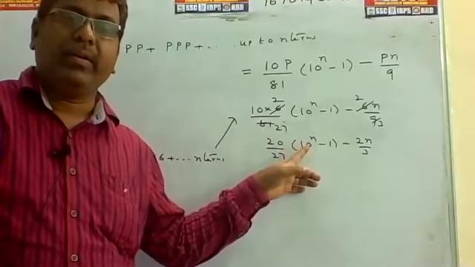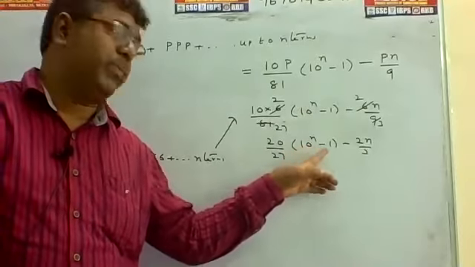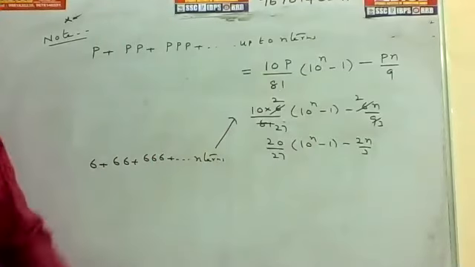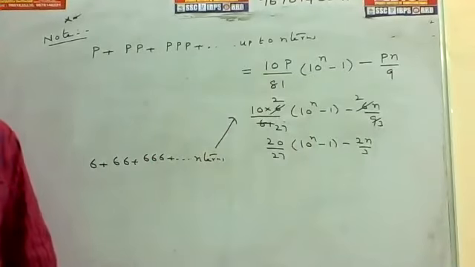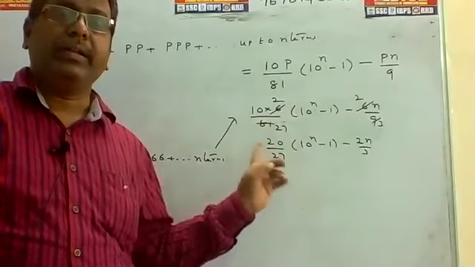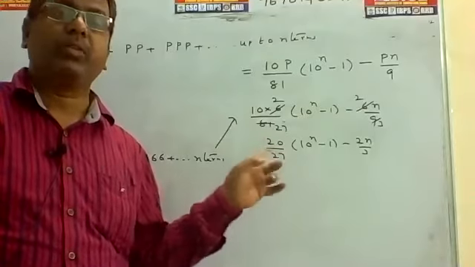Very good. Aishwarya had tried. Very good answer: 20 by 27 into 10 to the power of n minus 1 minus 2n. Very good answer from Aishwarya. This is the method to do. Now, in this one, there was some error. This is very important. This is a 10th class 8 marks problem.